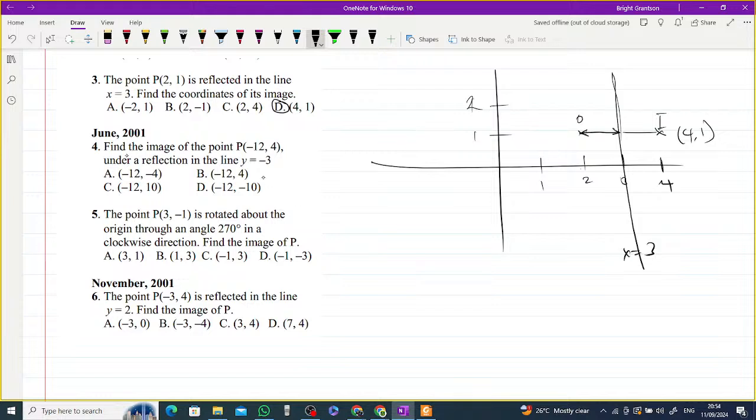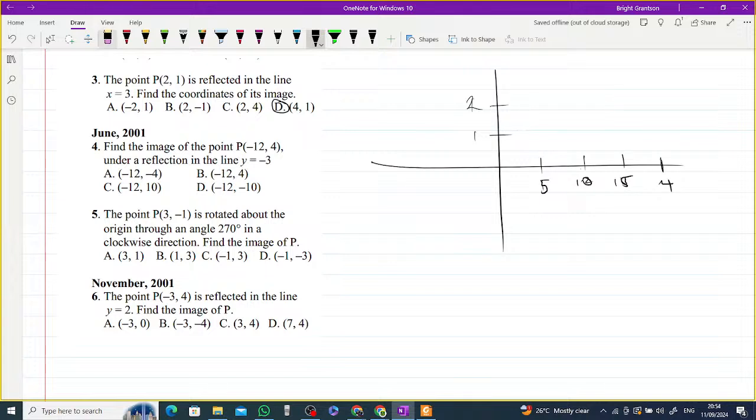Now they say, find the image of the point negative 12, 4 under the reflection of the line y equals 3. So we can still use this same drawing, clean this. So it says find the image of the point negative 12, 4.